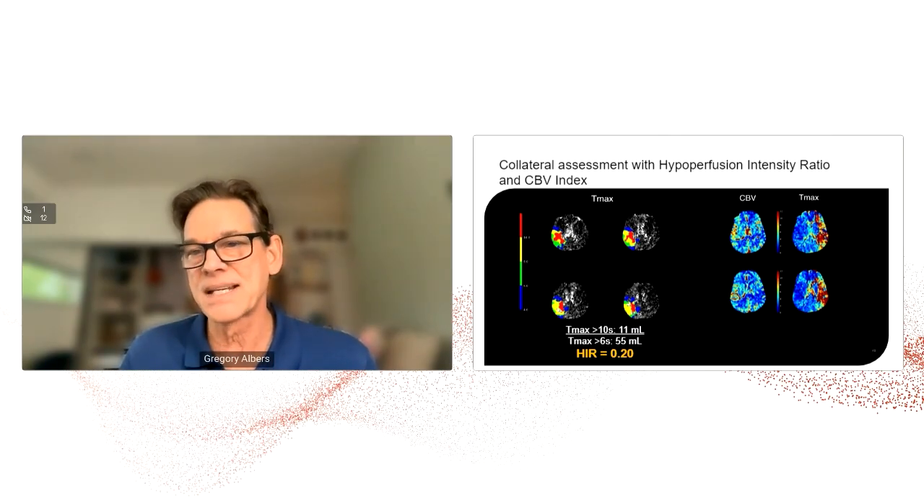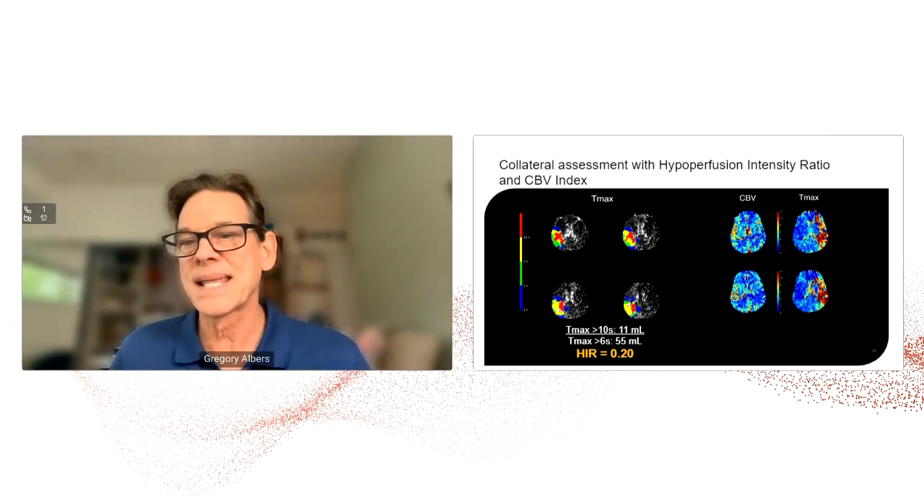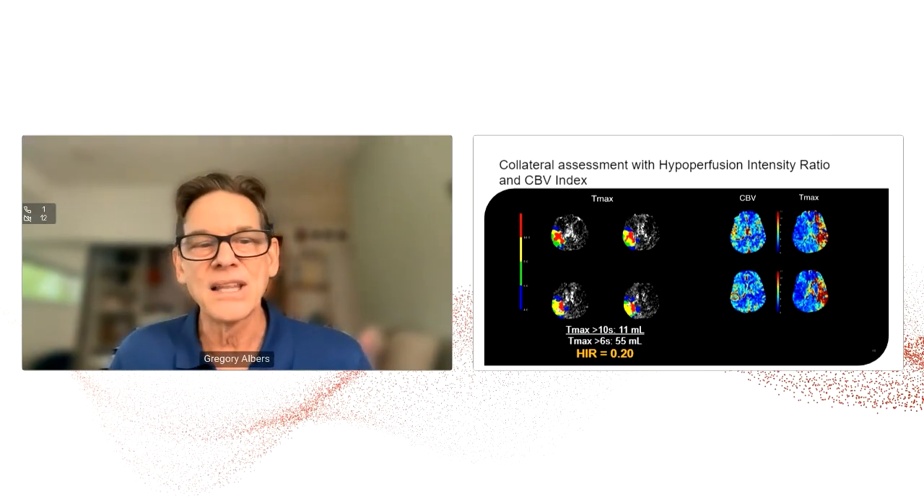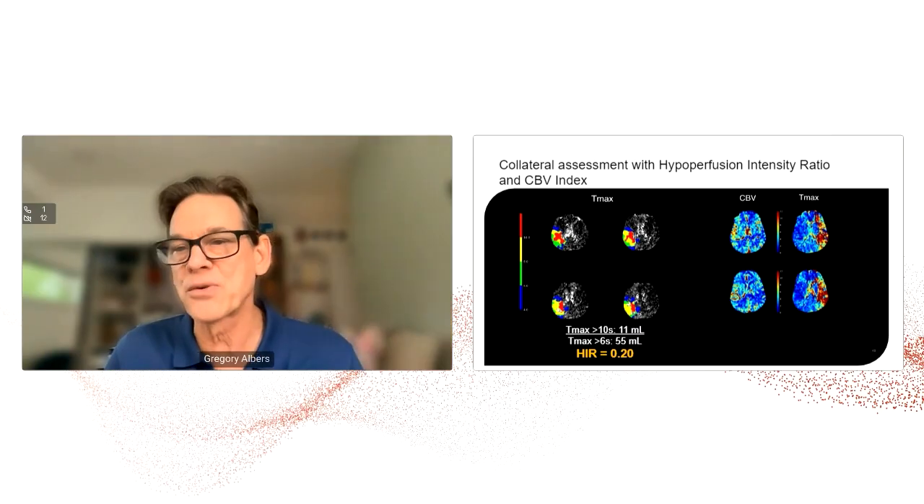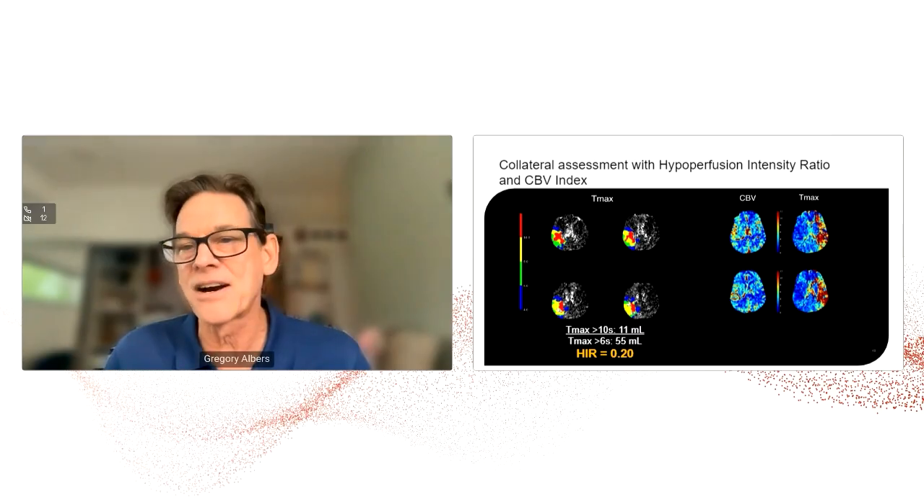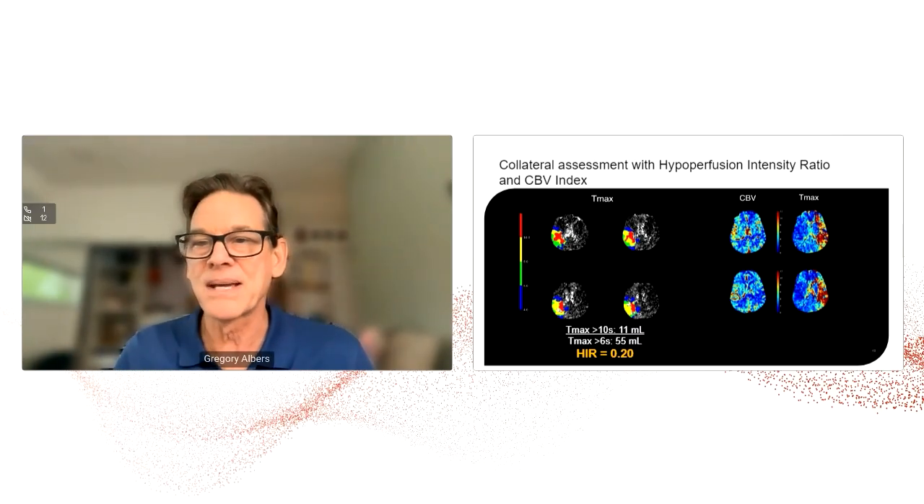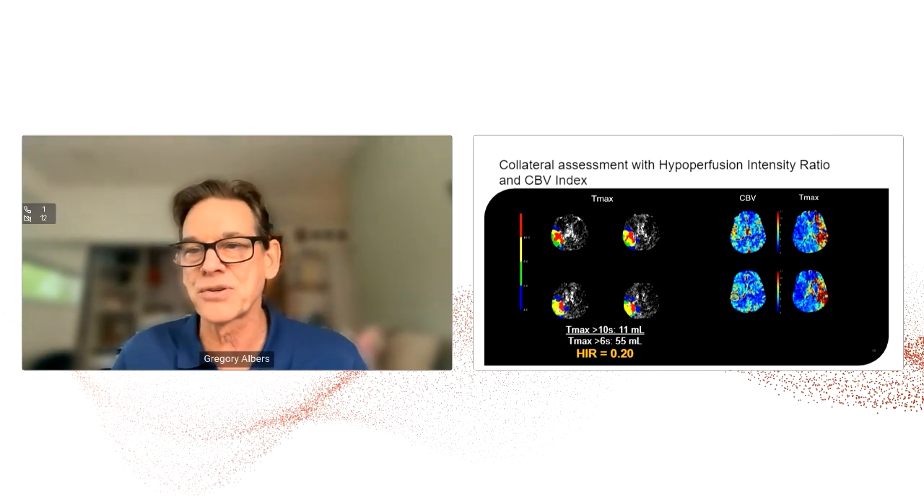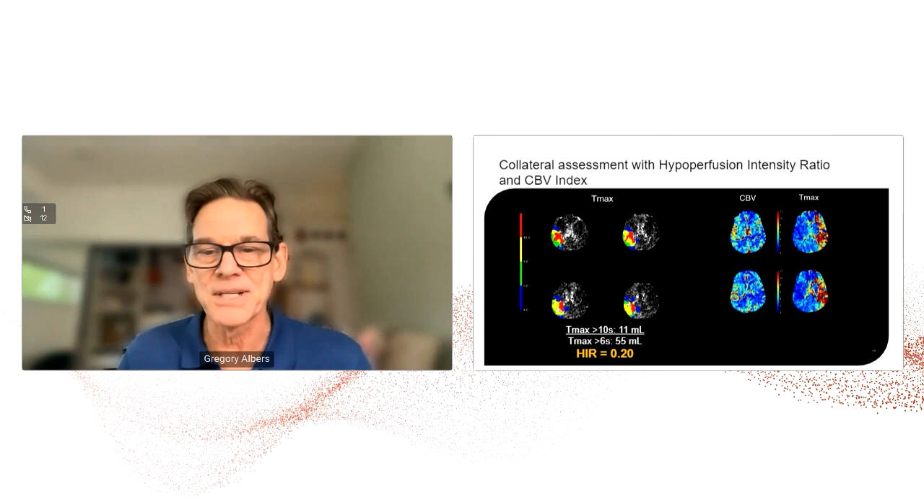And numerous studies have been published that show that the growth rate in the first few hours of stroke is directly related to this HIR. A low HIR like this will not grow in the first 2 to 3 hours. So this is a great patient for transfer. If this patient had an HIR of 0.8 or 0.9, we could be confident that they were going to have substantial growth over the next few hours.